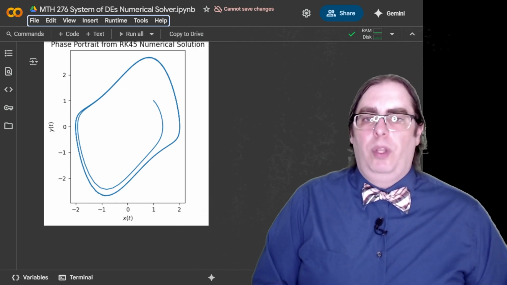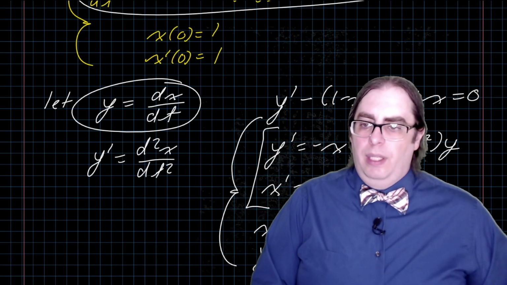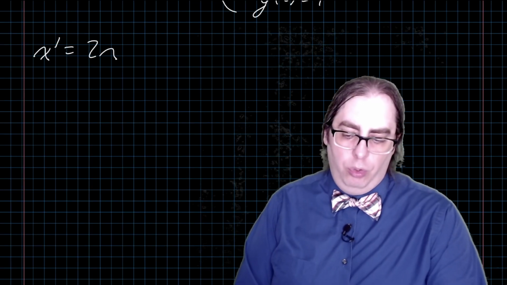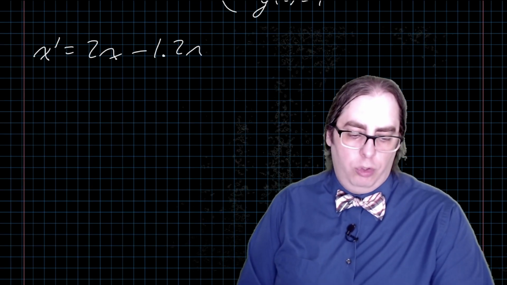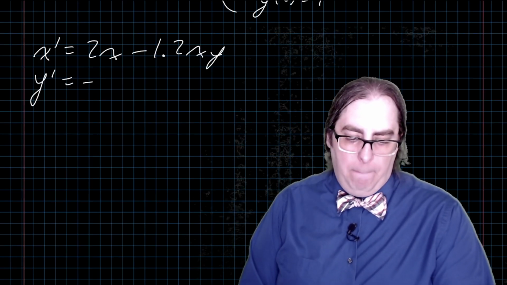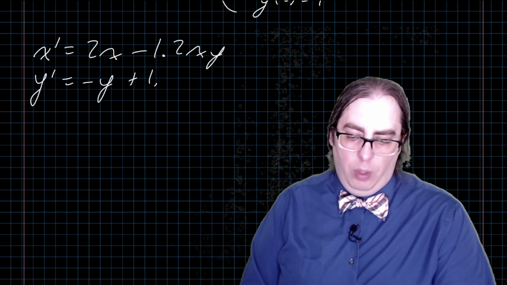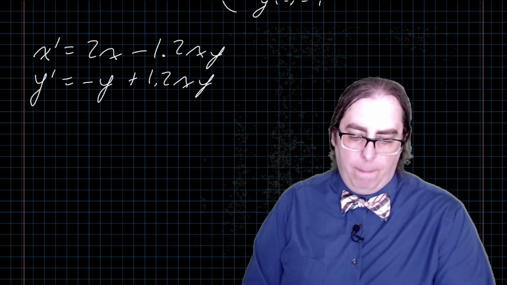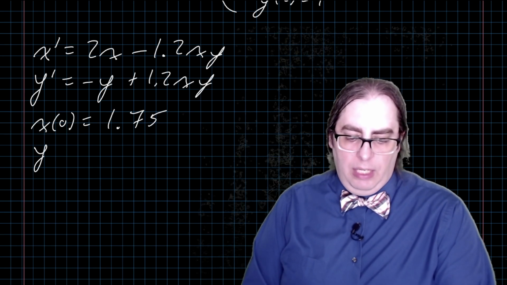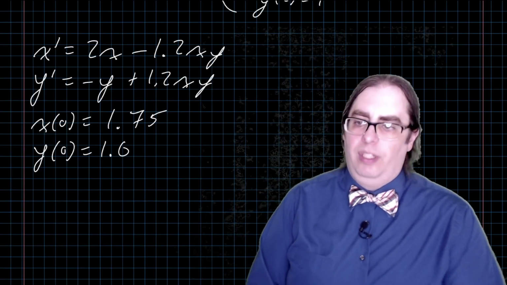So that leaves us with one for you to try. Let's look at something probably a little bit easier than the one that I just went through. I'll give you a system as a system. Let's look at x prime equals 2x minus 1.2xy. Y prime equals minus y plus 1.2xy. X of 0 equals 1.75, and y of 0 equals 1.0.